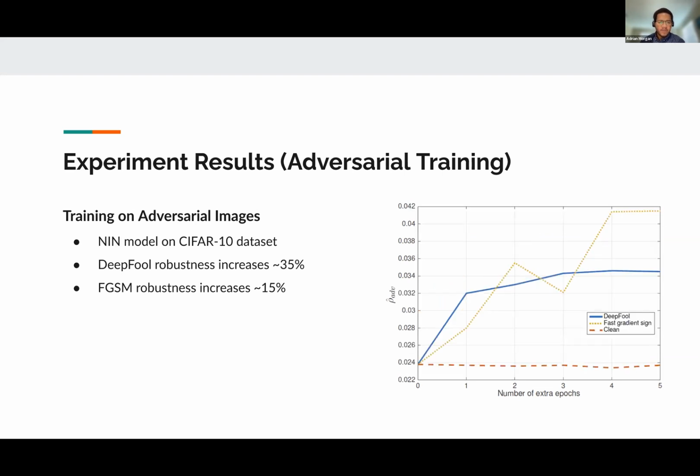And then for the Network in Network model on the CIFAR-10 data set, we see after the first epoch, the DeepFool robustness increases by 35%, and the FGSM robustness increases by 15%.